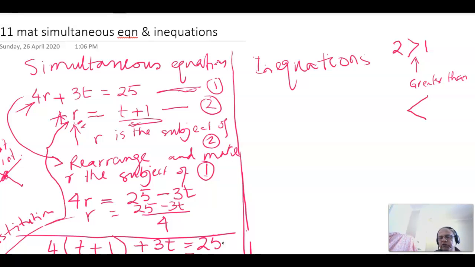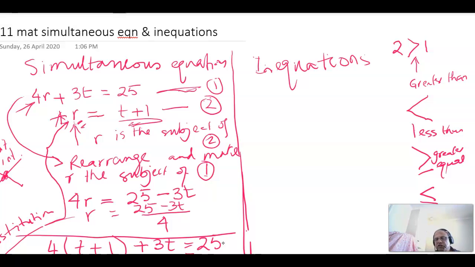If it is pointing to the left, it's less than. If it is greater than, it could be greater, or it could be equal, or equal. Similarly, it could be less or equal, right?